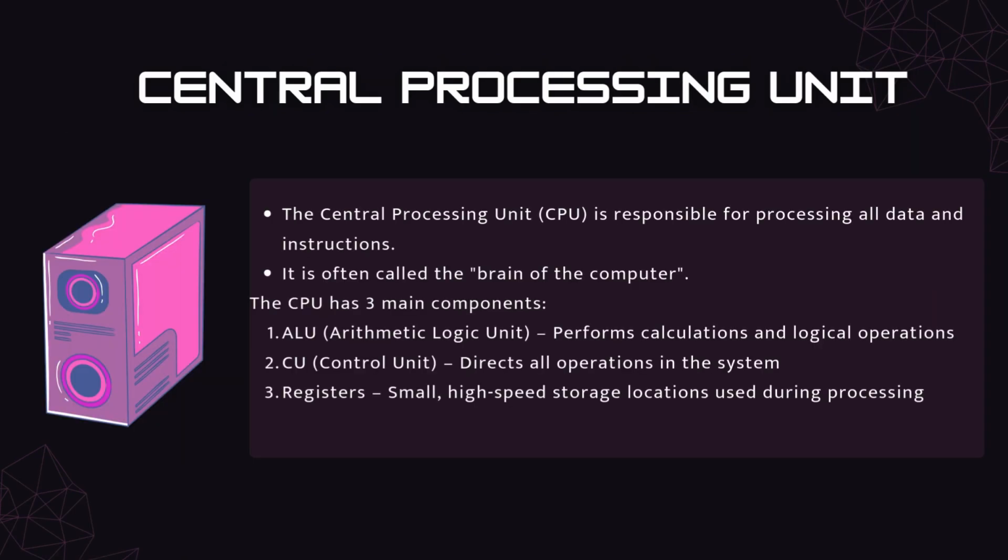Central Processing Unit. The Central Processing Unit, CPU, is responsible for processing all data and instructions. It is often called the brain of the computer. The CPU has three main components. ALU, Arithmetic Logic Unit, performs calculations and logical operations. CU, Control Unit, directs all operations in the system. Registers, small, high-speed storage locations used during processing.